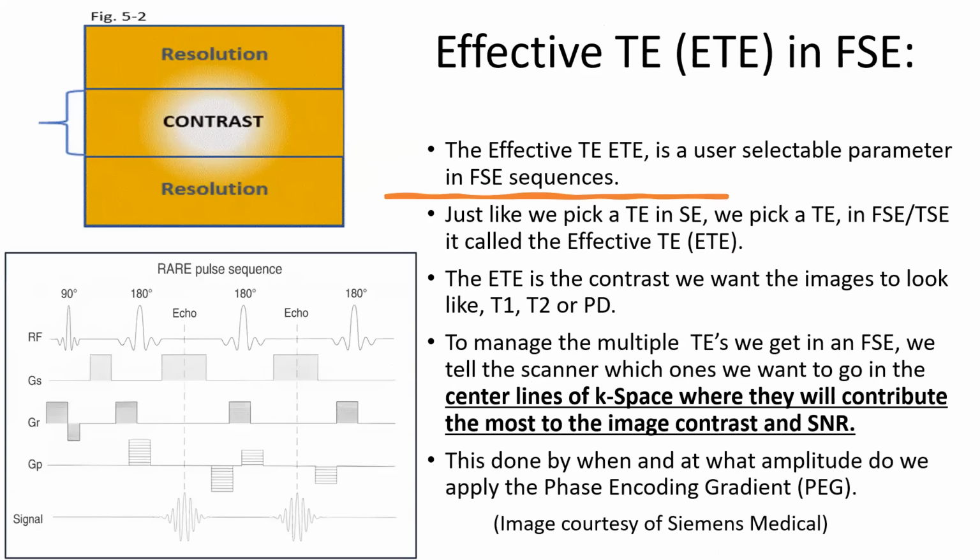So for example, here's that line diagram again. Depending on what we picked for our effective TE, that's what's going to go into the center of K-space. So we've got to manage these multiple TEs. By managing them, I mean we're going to apply specific phase encoding gradients to these echoes.